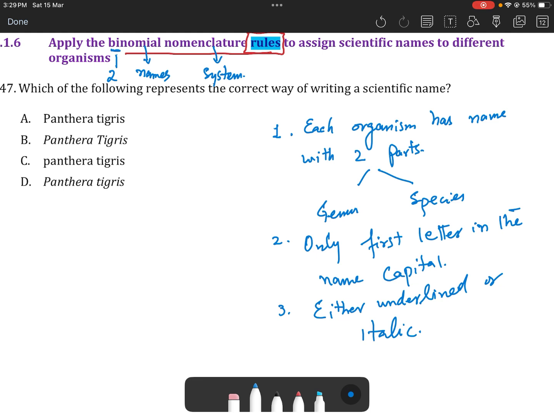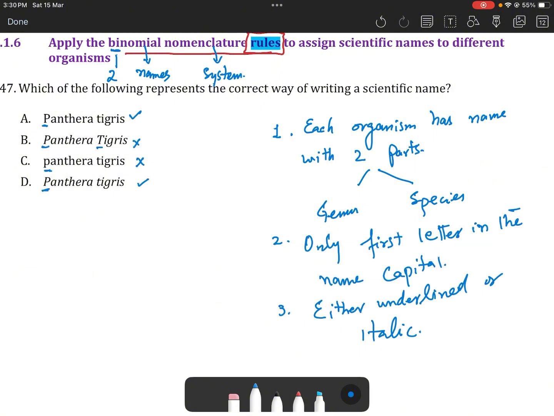All the options have two names. Only the first letter is capital. First letter capital, yes. First letter capital, no. First letter capital, no. First letter capital, yes. Okay, so rule number two, now we have two names, A and D.